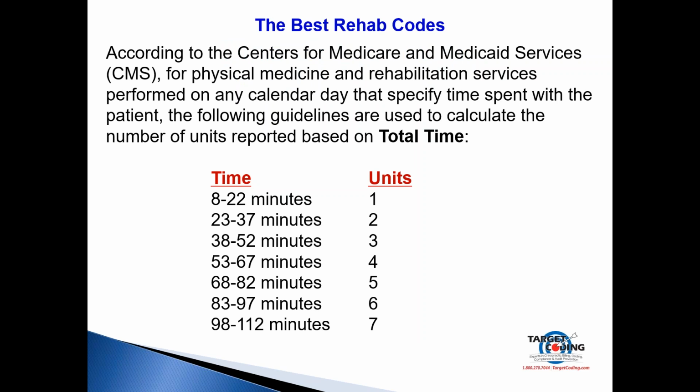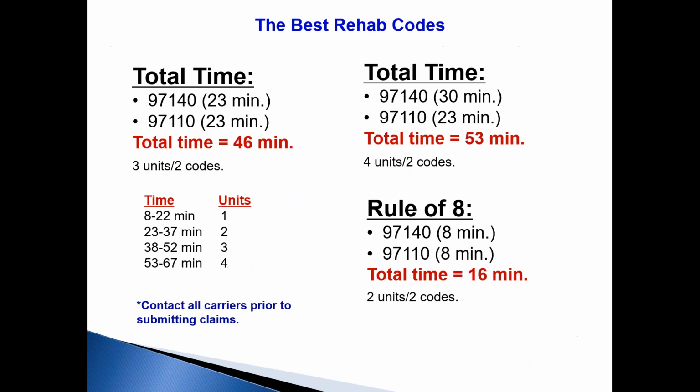Total time and rule of 8. Total time is where 8 to 22 minutes is 1 unit, 23 to 37 minutes is 2 units, and on and on. So let me give you an example. In total time, if you do 23 minutes of manual therapy and 23 minutes of therapeutic exercise, what's the total? 46 minutes. You can only bill 3 units, not 4.